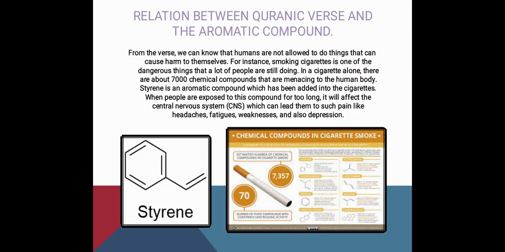A relation between the Quranic verse and the aromatic compound. From the verse, we can know that humans are not allowed to do things that can cause harm to themselves. For instance, smoking cigarettes is one of the dangerous things that a lot of people are still doing. In a cigarette alone, there are about 7,000 chemical compounds that are menacing to the human body. Styrene is an aromatic compound which has been added into the cigarettes.